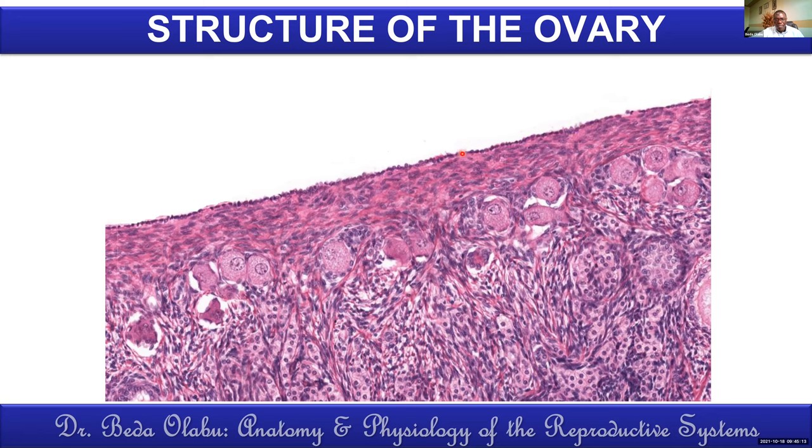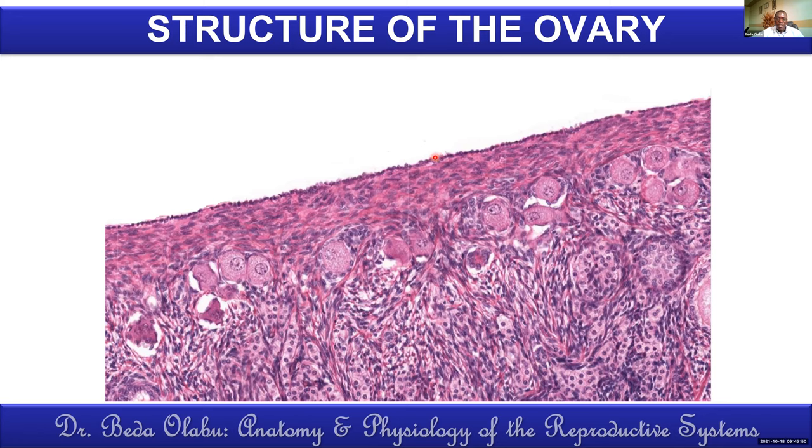But external to the tunica albuginea, we see something very interesting. We see a simple cuboidal epithelial lining on the surface of the tunica albuginea. That simple cuboidal epithelial lining on the surface of the tunica albuginea is termed the germinal epithelium. That is a misnomer though, because it was initially thought that this is where the eggs were coming from. And so it was called the germinal epithelium. We now know better. But the name has been retained either way.